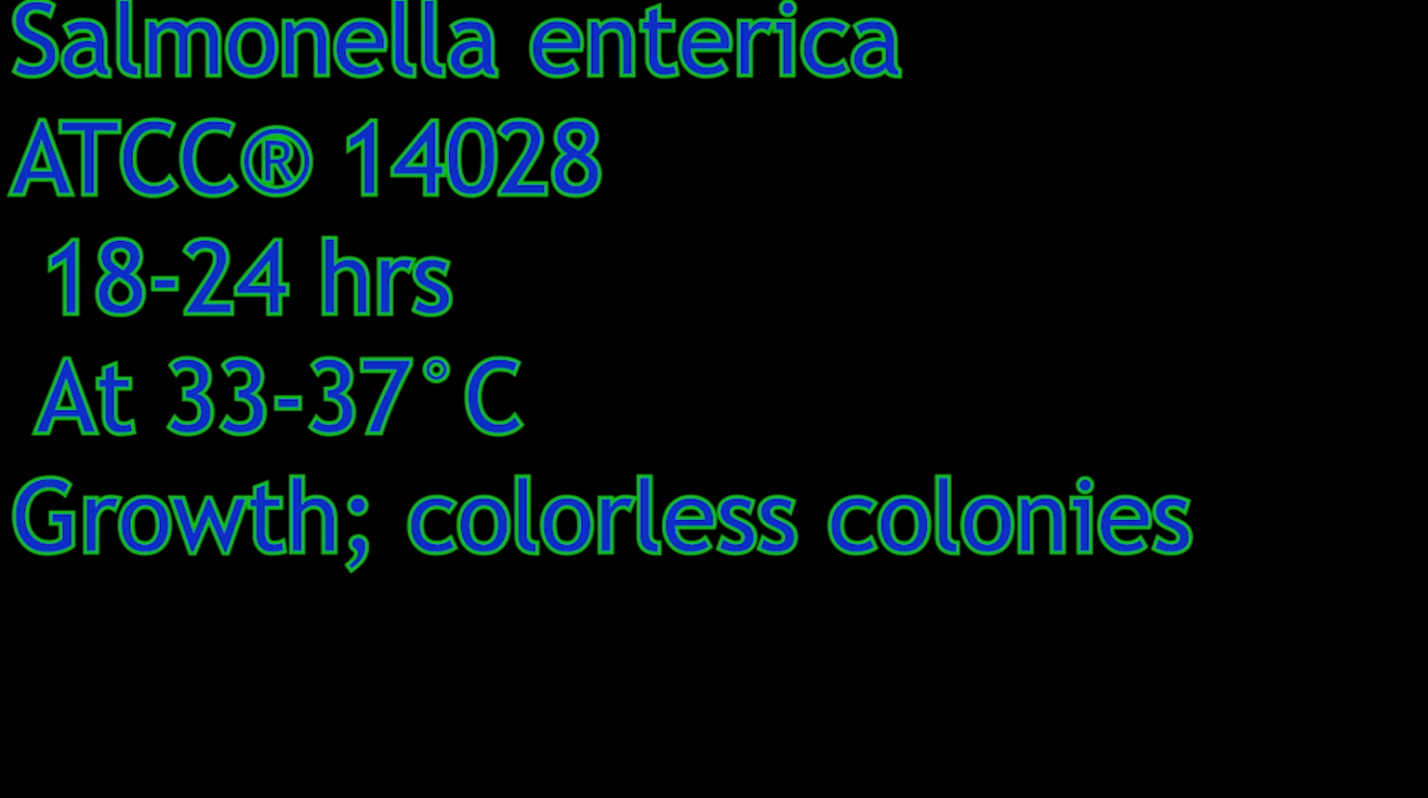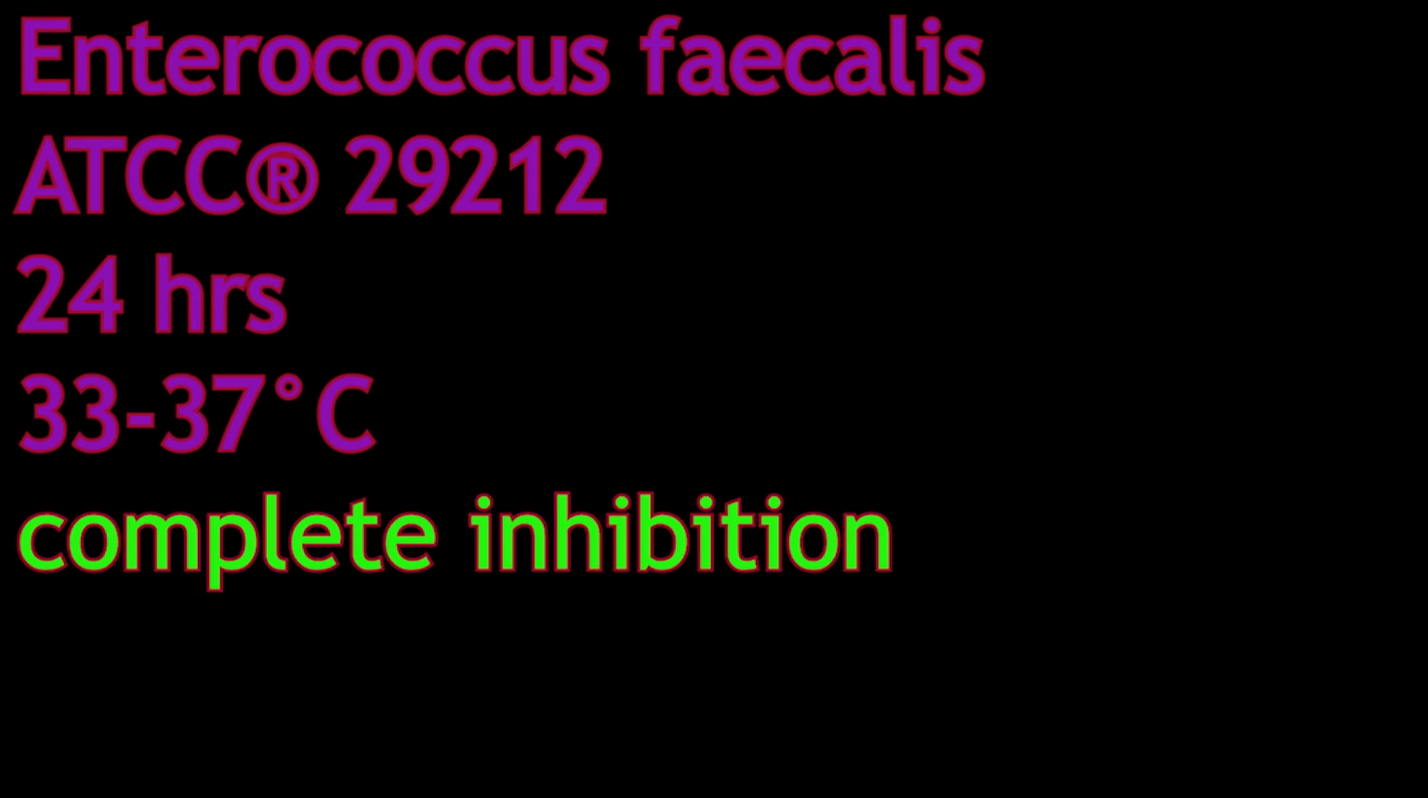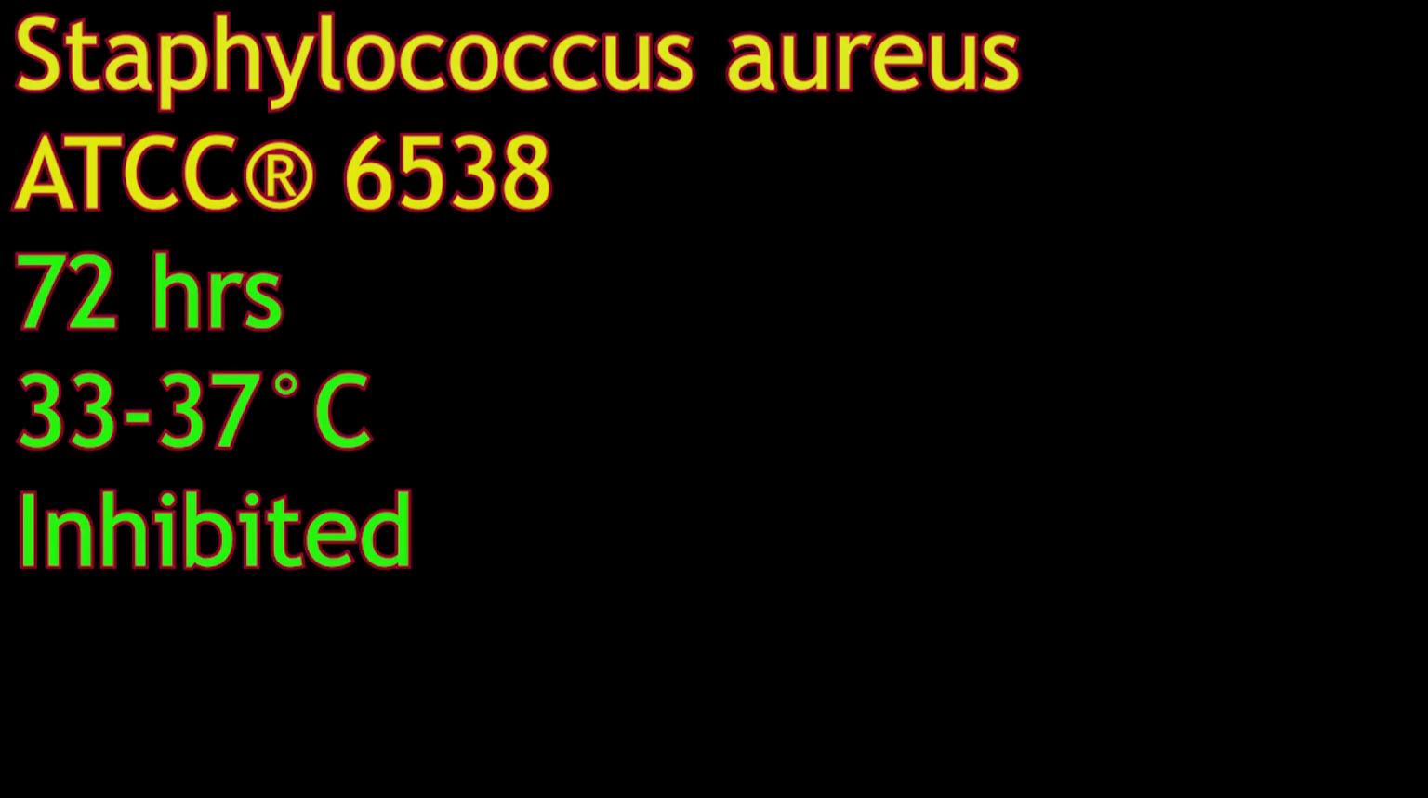Salmonella enterica serovar Typhimurium grows with colorless colonies. Enterococcus faecalis should not grow; the medium should inhibit the growth of this bacteria. Staph aureus also will not grow on MacConkey agar medium.